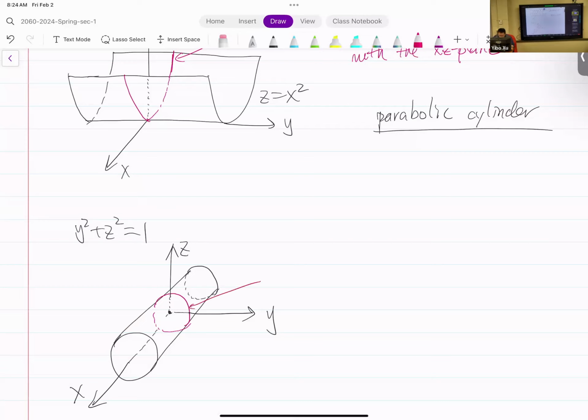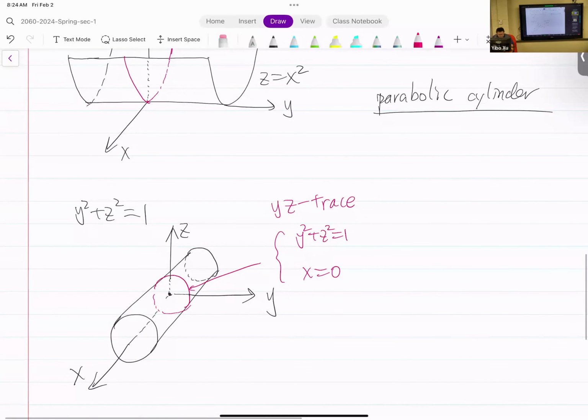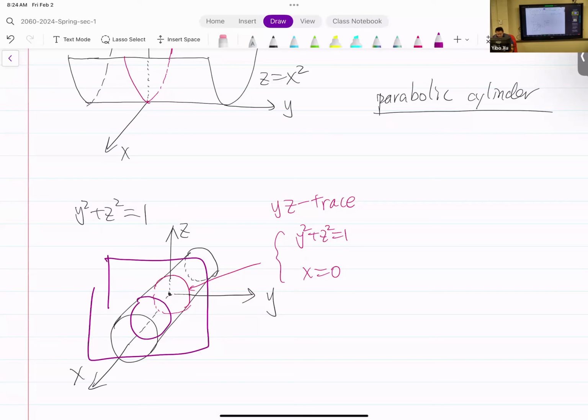So this red one is where we have y squared plus z squared equals 1, and at the same time x is 0. So this is the yz trace. This is exactly the curve that you will get when you have x equals 0, or in other words, you're on the yz plane. And now basically you see, for whatever x that you fix, that's cutting through, there will be just a circle. The equation is exactly the same equation.